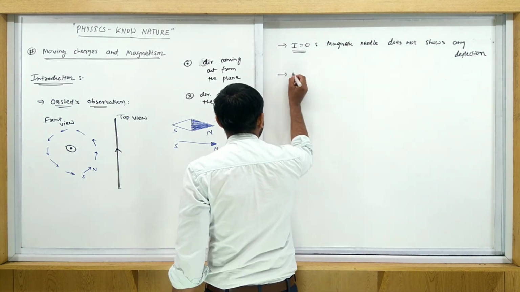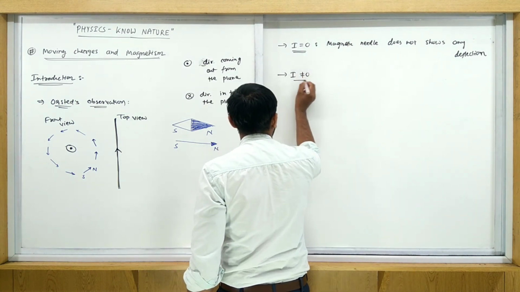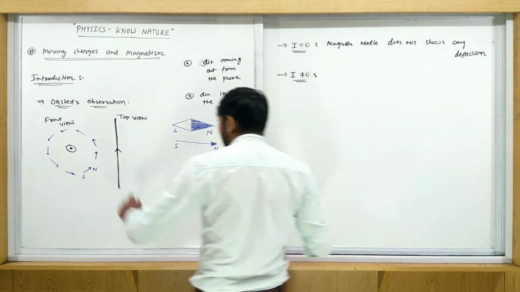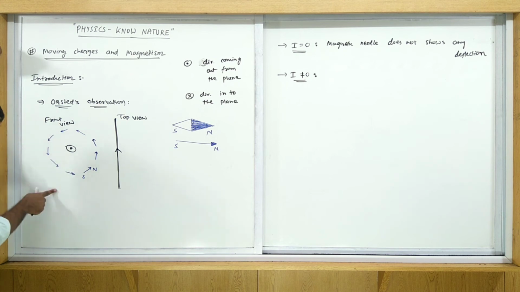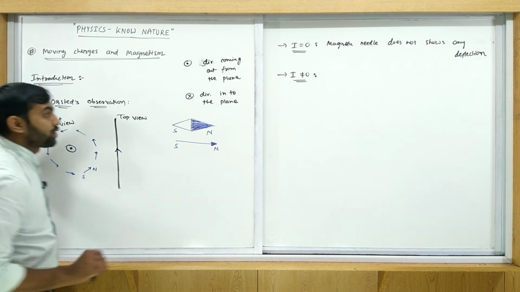But when the current is not zero, when current is passed through the wire, then a number of magnetic needles are arranged in this format. And what does this format mean? Along the tangential direction of a circle. See, along a tangential direction of a circle.